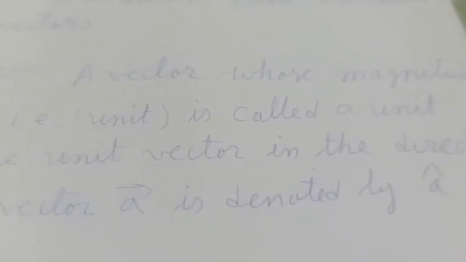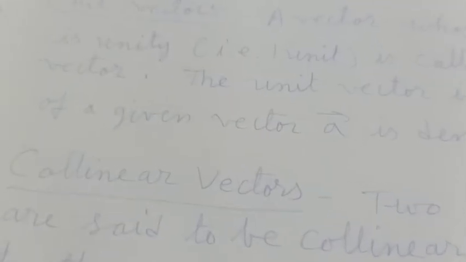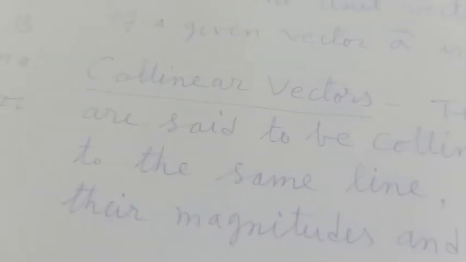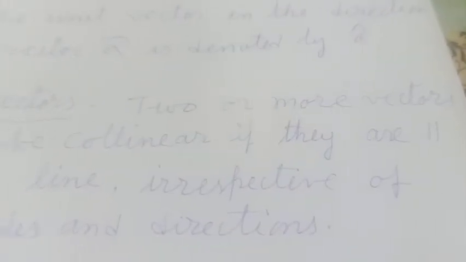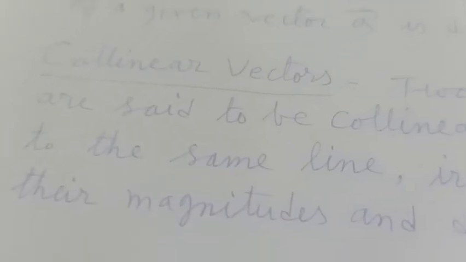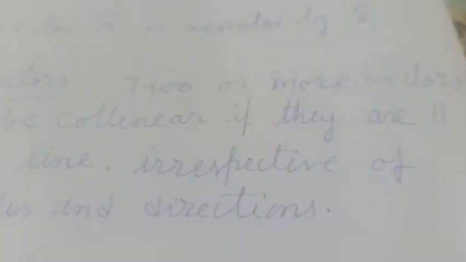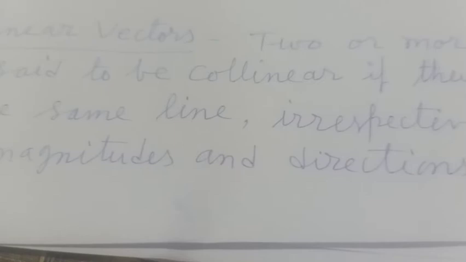Then we have unit vectors. A vector whose magnitude is unity, that is one unit, is called a unit vector. The unit vector in the direction of a given vector a bar is denoted by a cap. Then we have collinear vectors. Two or more vectors are said to be collinear if they are parallel to the same line, irrespective of their magnitude and directions.